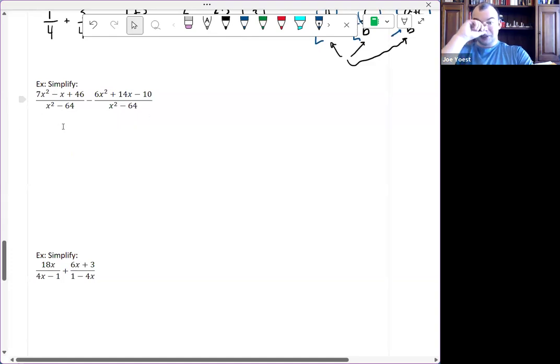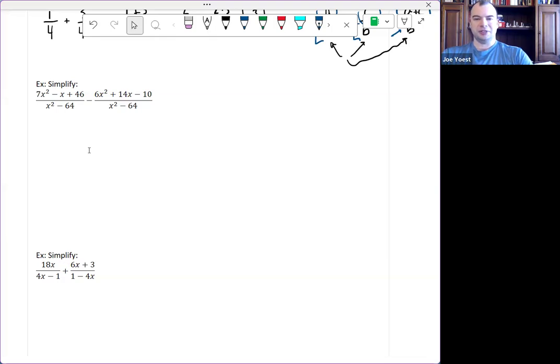Working with rational expressions is going to be fairly similar. I have two rational expressions here that are being subtracted. Whether we're adding or subtracting isn't of a ton of relevance here as far as the procedure goes, but I'll follow similar steps to what I did before. I'll start by simplifying everything.